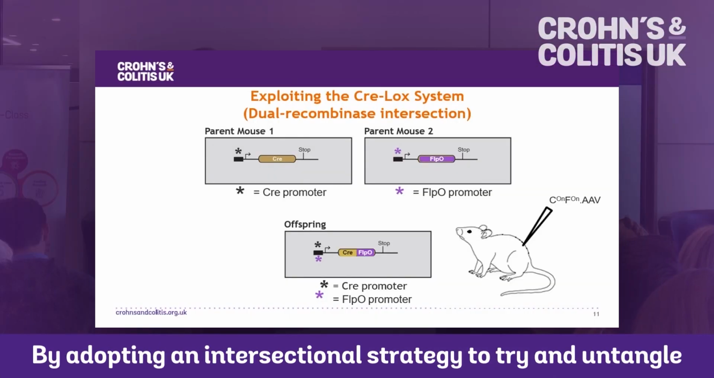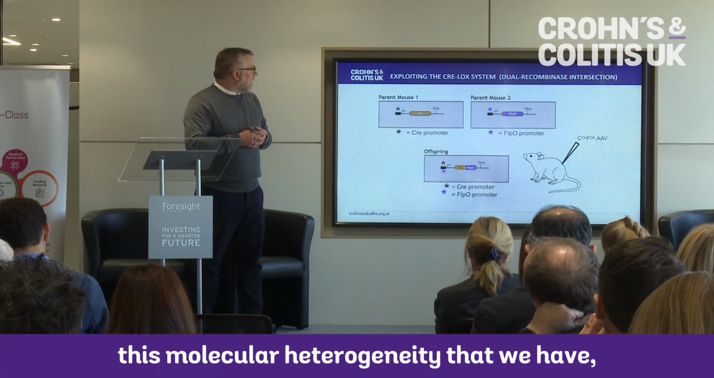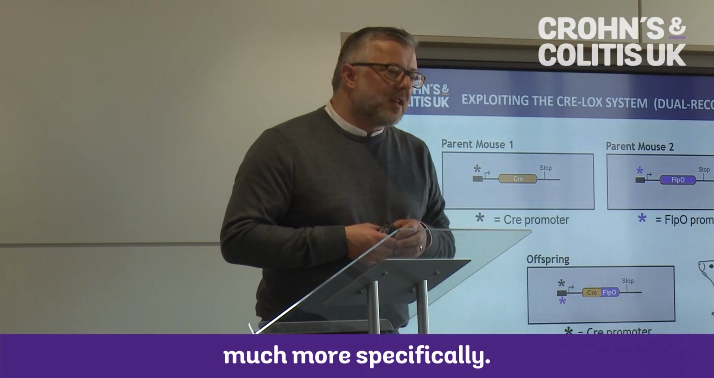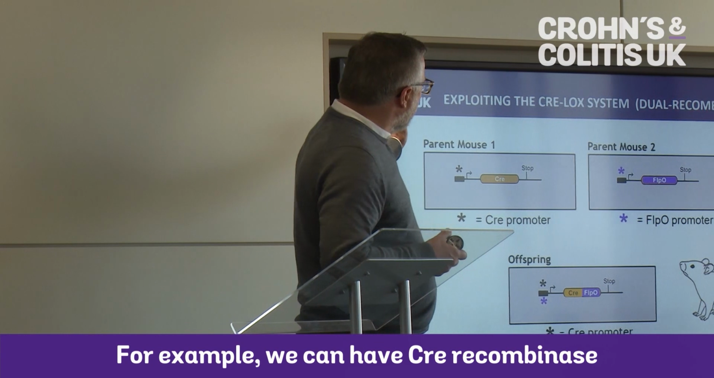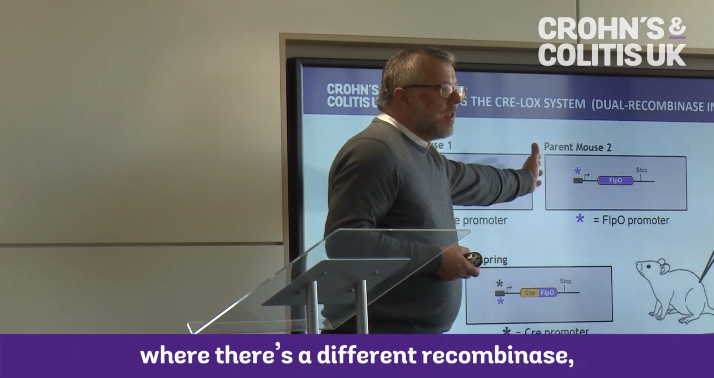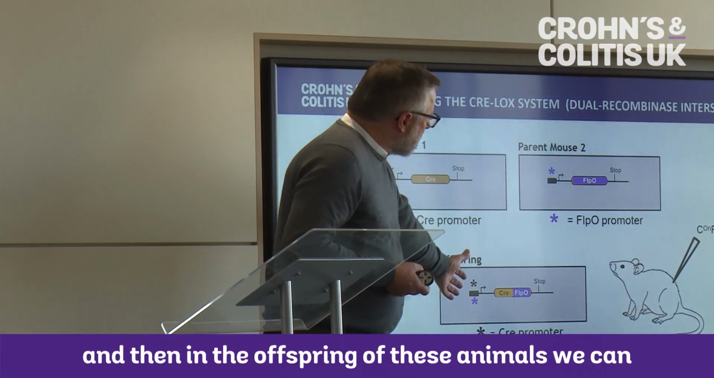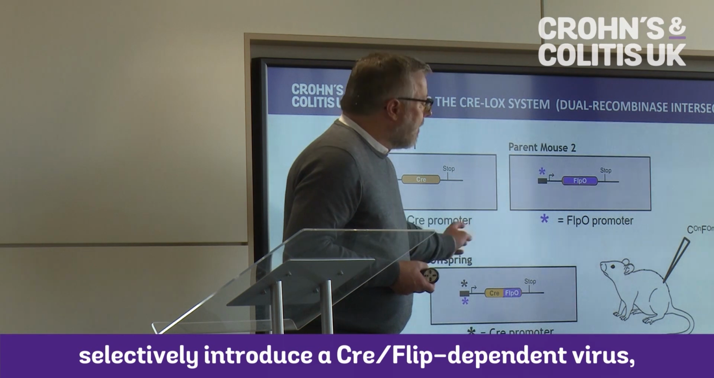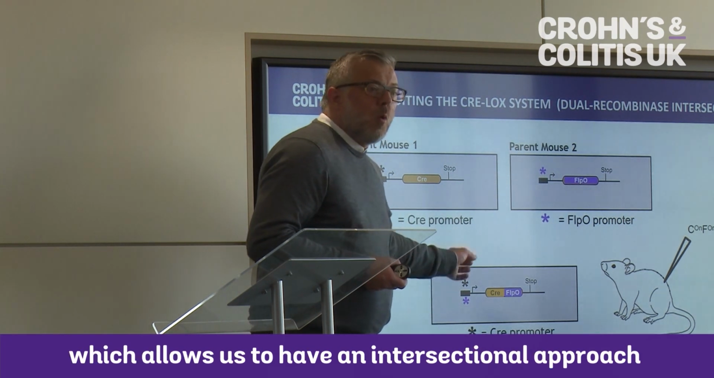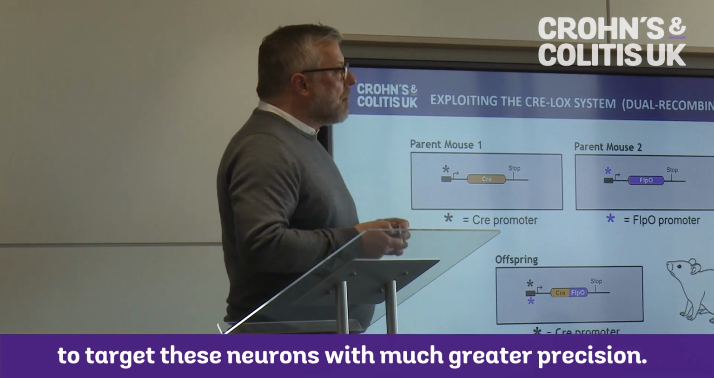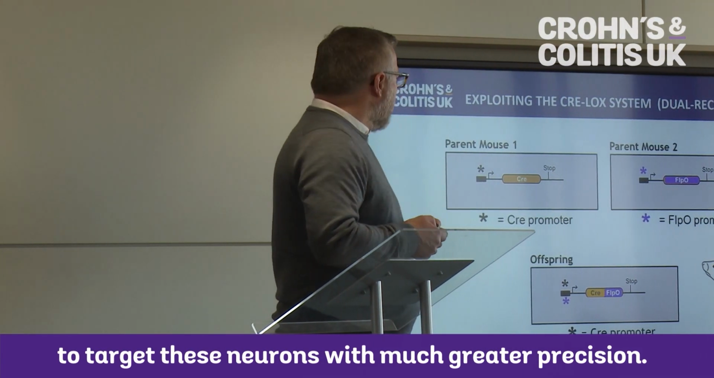By adopting an intersectional strategy to try and untangle this molecular heterogeneity, we can target these neuronal populations much more specifically. For example, we can have Cre recombinase in one parent mouse, crossed with another mouse where there's a different recombinase, and then in the offspring of these animals, we can selectively introduce a Cre flip-dependent virus, which allows us to have an intersectional approach to target these neurons with much greater precision.